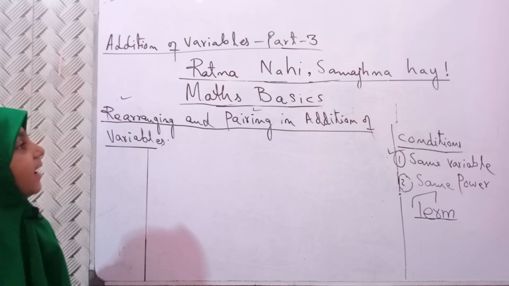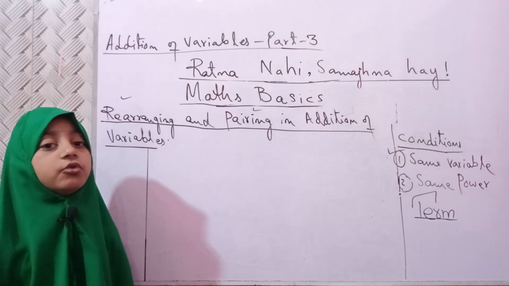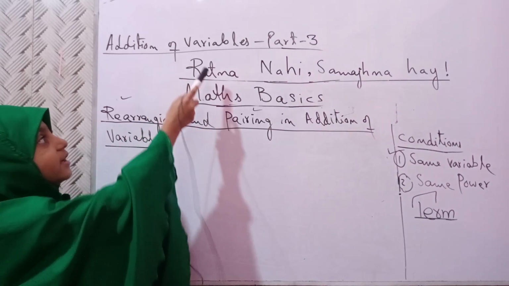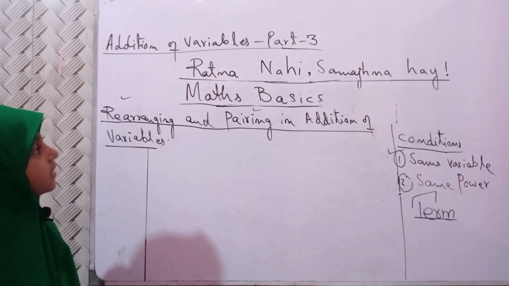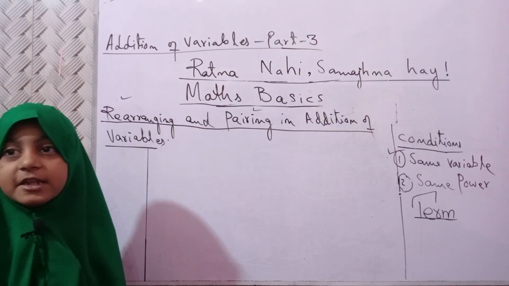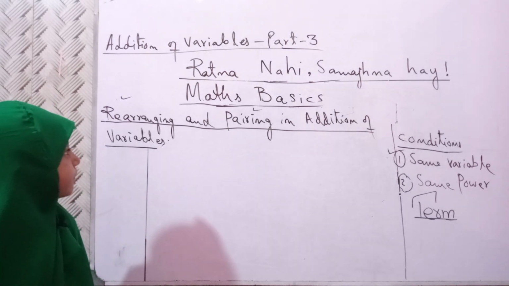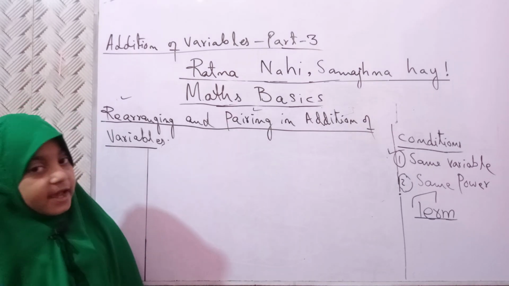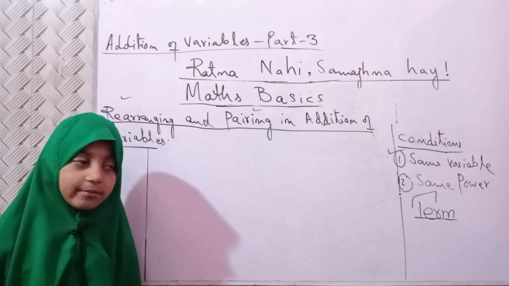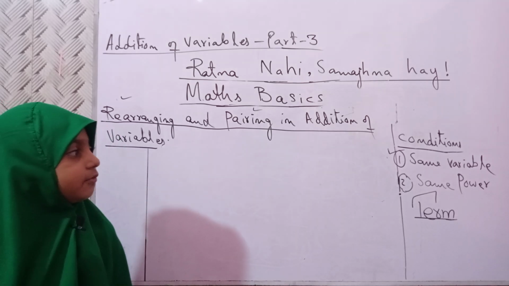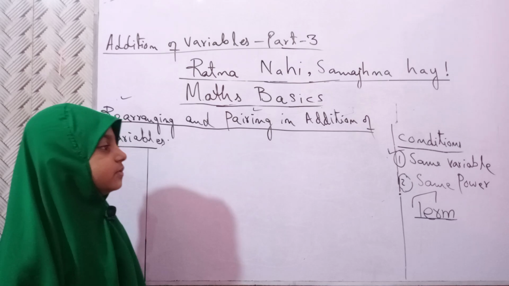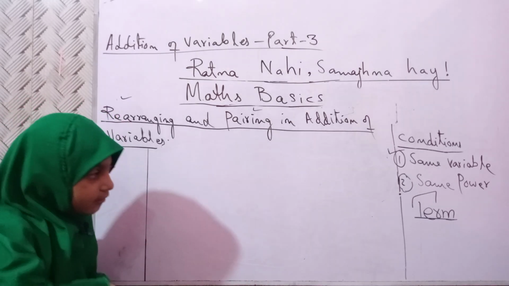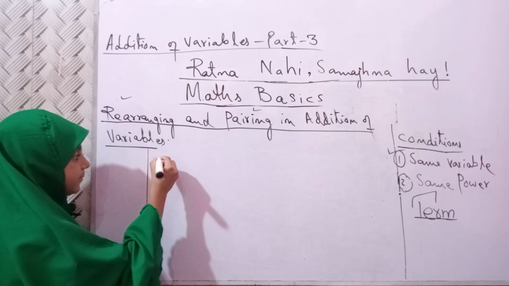Today we will do maths basics, addition of variable part 3. In part 3 we will see rearranging and pairing in addition of variable, and we will follow the conditions too. Now, first example.